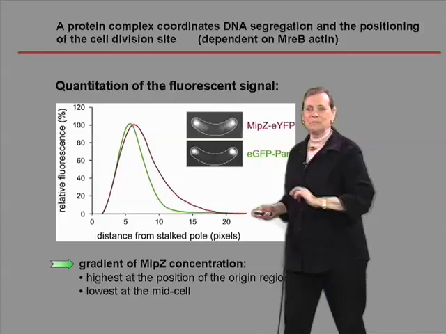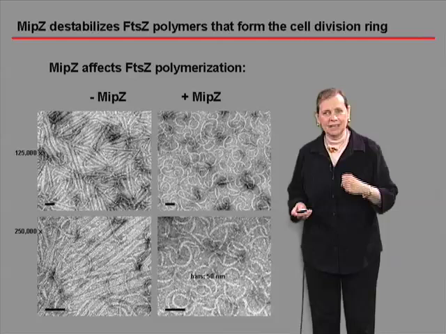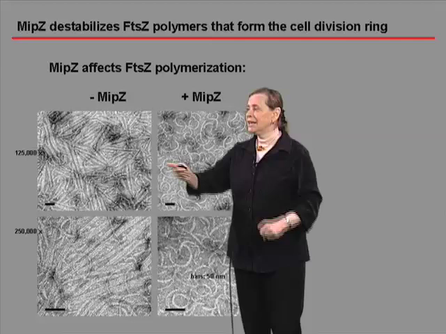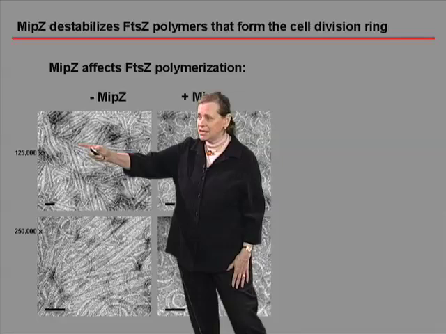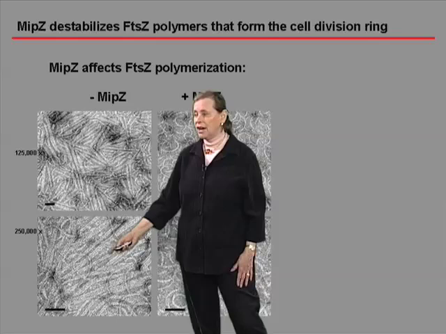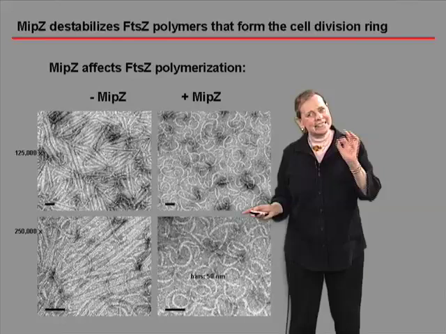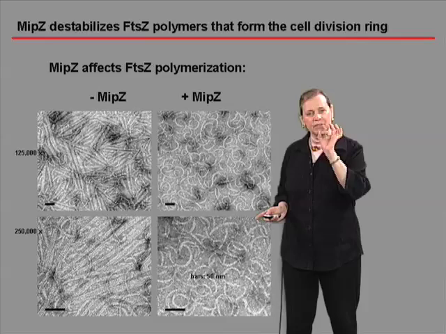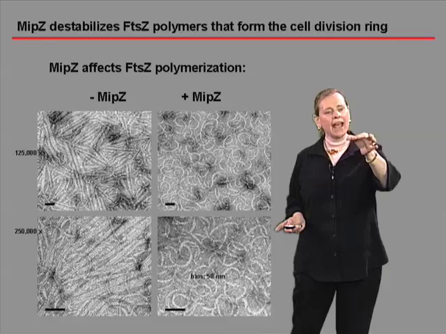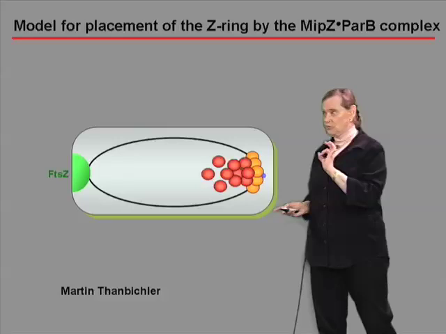So now what we did was we purified MipZ, we purified the FtsZ tubulin, and what I show you here is that in the absence of MipZ, the FtsZ monomers form these long polymers. This is just a higher magnification. But if we then add MipZ to it, these big long polymers get very small and curvy, and they're non-functional, telling us that MipZ is an inhibitor of the polymerization of the FtsZ tubulin that will carry out cytokinesis. With this information, we can now draw a model.